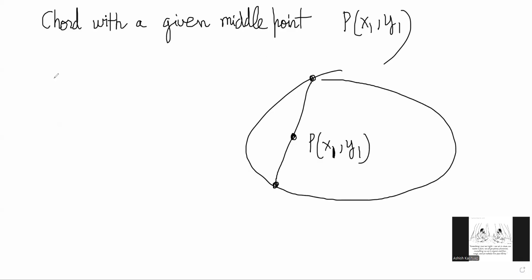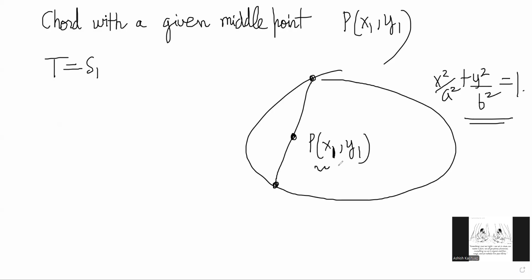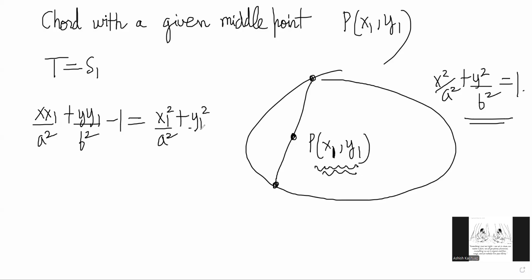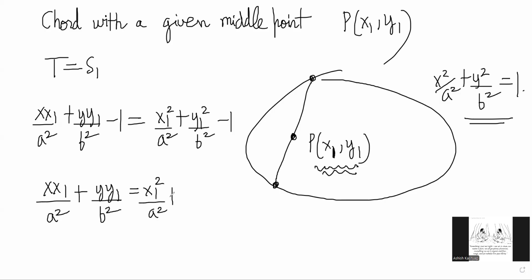The equation of this line will be T is equal to S1, where x square by a square plus y square by b square equals 1 is my equation of the ellipse. So the T equation will be written with reference to this point. It will be x x1 by a square plus y y1 by b square minus 1 is equal to S1, which will be x1 square by a square plus y1 square by b square minus 1. So the equation of the chord with a given midpoint becomes this equation. This is the equation that is desired.